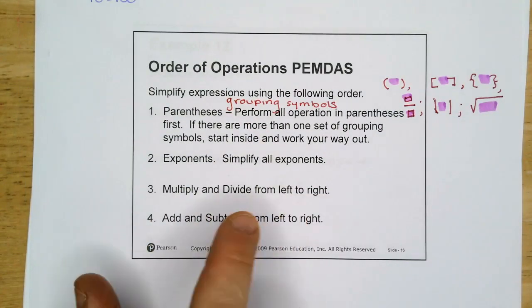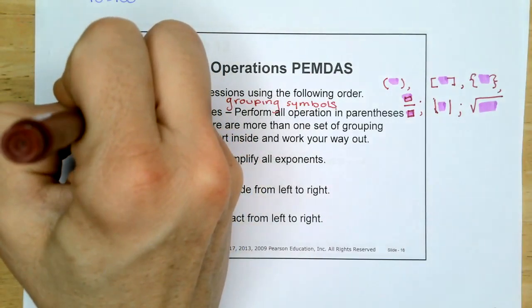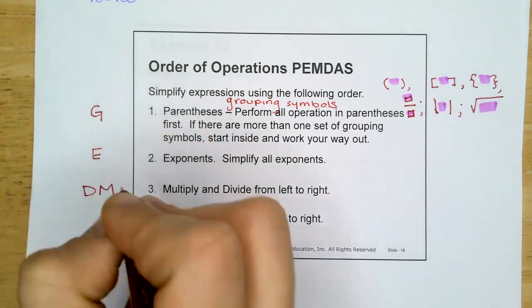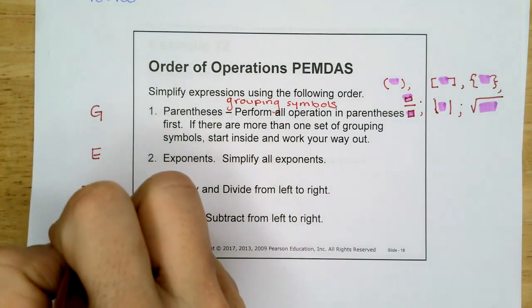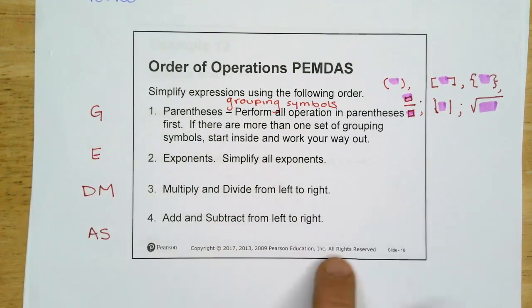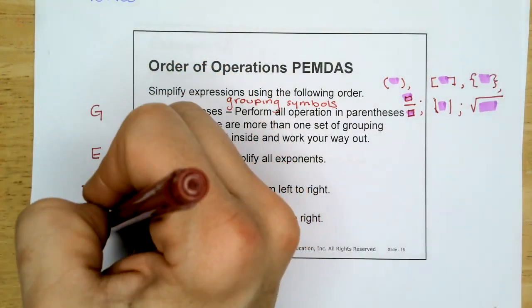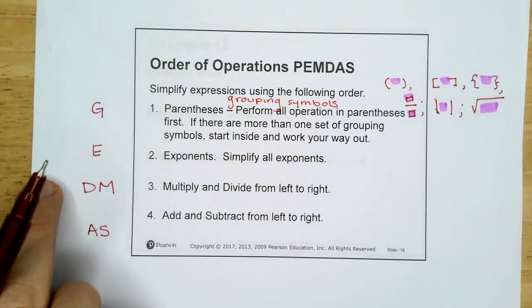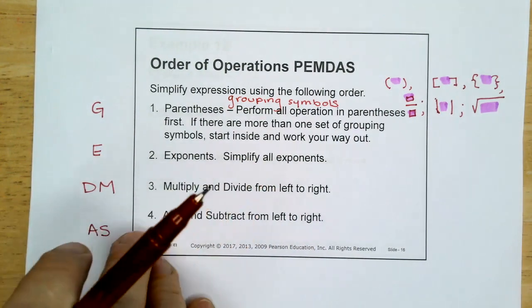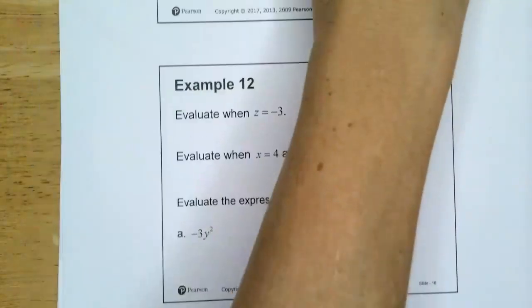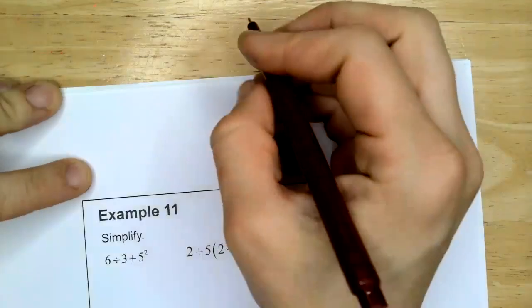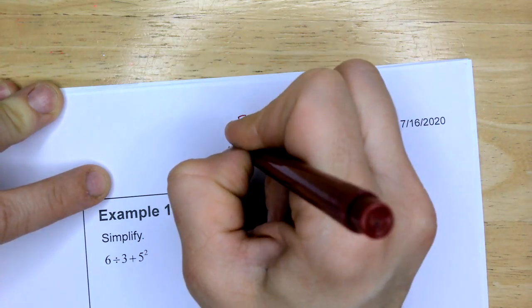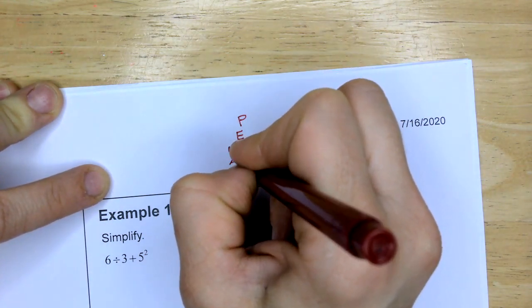Then multiply and divide from left to right. So you could even call this grouping exponents. Divide and multiply are on the same level, add and subtract are on the same level from left to right. So you could call it GEDMAS, GEMDAS, PEMDAS. That's the order though. Grouping symbols, exponents, multiply and divide on the same level, add and subtract on the same level, left to right. Let us practice. So you could even make yourself a list. Parentheses, exponents, multiply, divide, add, subtract.